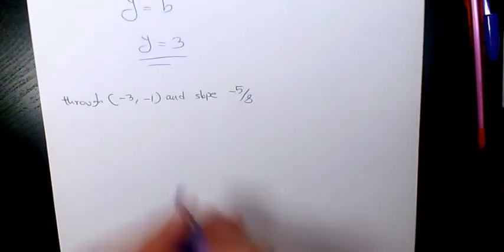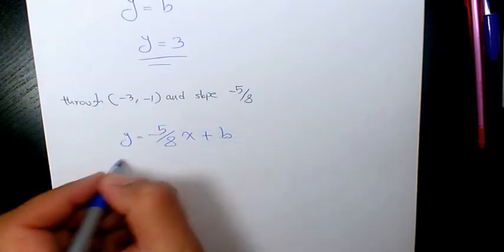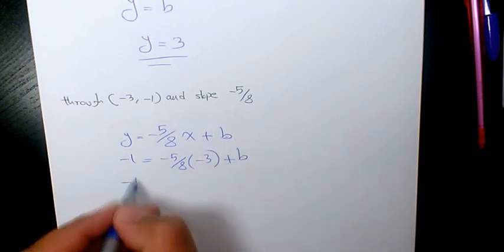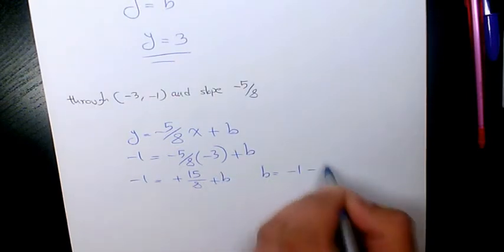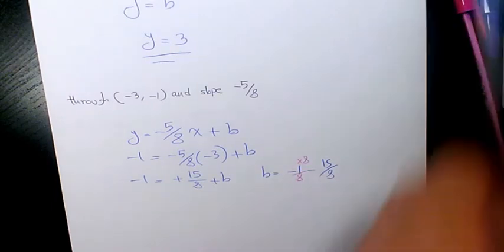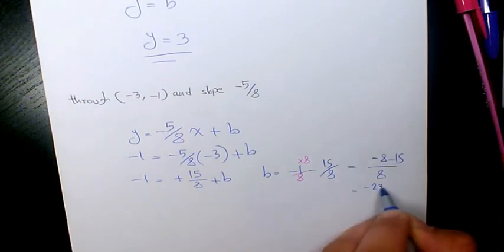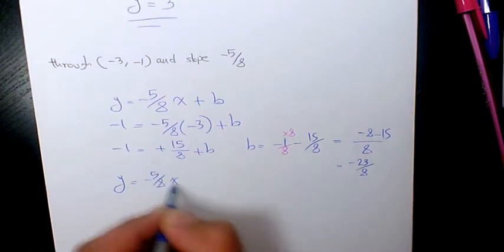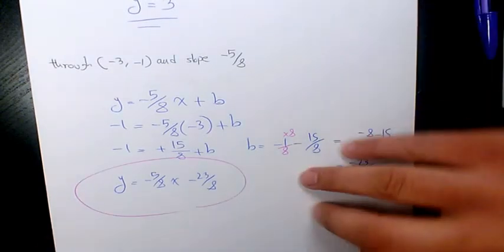Next one, slope is negative 5 over 8, so y = -5/8 x + b. Sub the numbers, negative 1 for y, x is negative 3, plus b. So we have negative 1 equals 15 over 8 plus b. So b will be negative 1 minus 15 over 8. In order to add or subtract, we need to have the common denominator. Negative 8 over 8 and negative 15 over 8 will be negative 23 over 8. So we will have y equals negative 5 over 8x minus 23 over 8. That's the final equation.